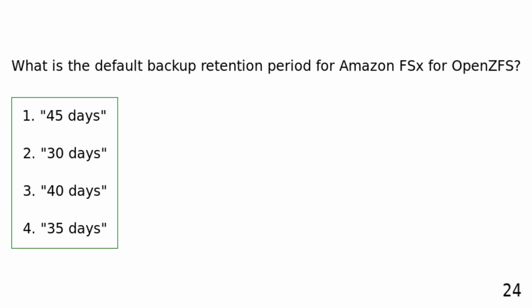What is the default backup retention period for Amazon FSx for OpenZFS? 45 days. 30 days. 40 days. 35 days.